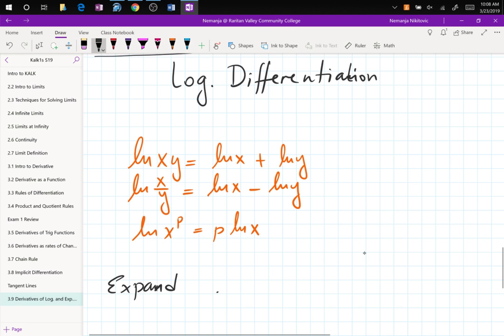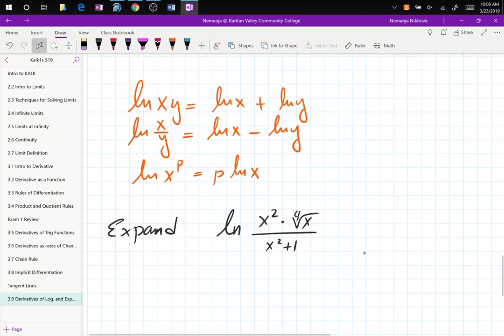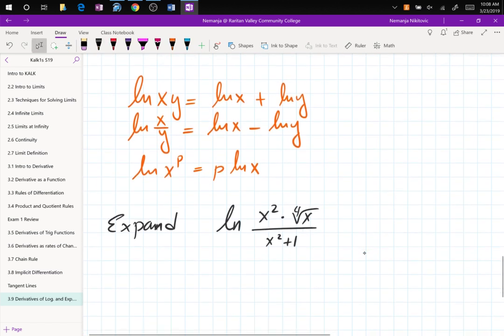I want to expand ln of x squared times the 4th root of x divided by x squared plus 1, so that each individual term has its own ln. Now you remember how easy it was to differentiate ln, right? You copy the function on the bottom and you just put its derivative on top. That's the key that you can do it mentally, actually.